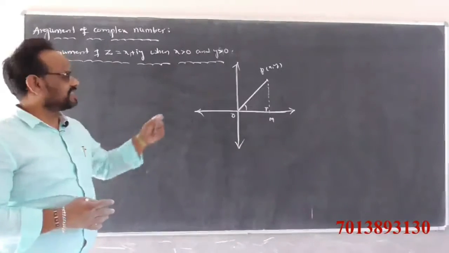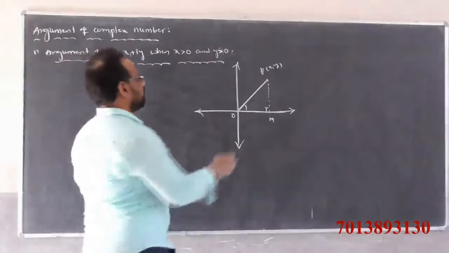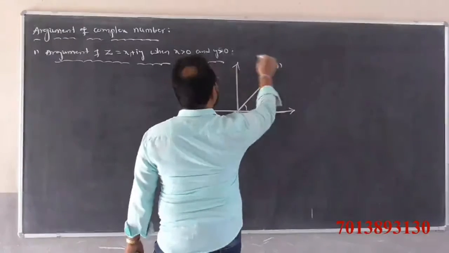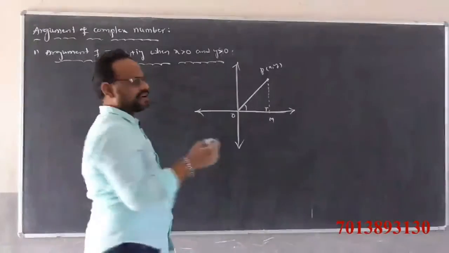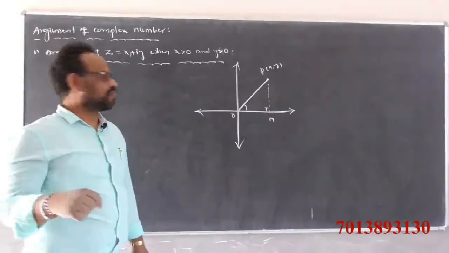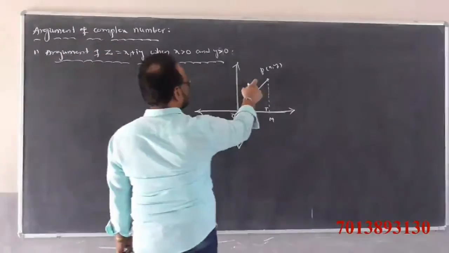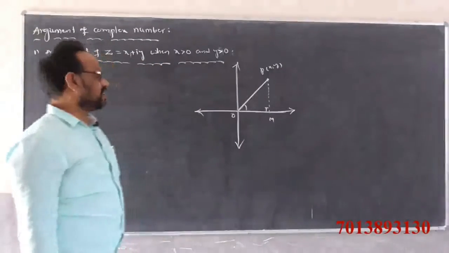That means both x and y are positive, which is nothing but the first quadrant. The complex number z equal to x plus iy lies in the first quadrant. The real part x is positive and the imaginary part y is also positive. So it lies in the first quadrant.